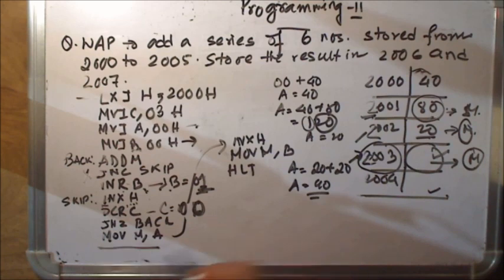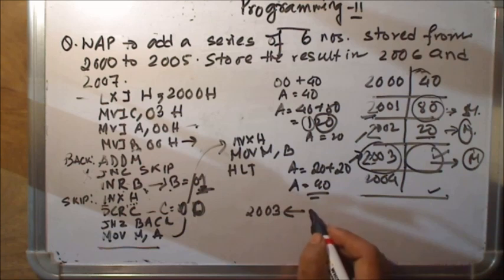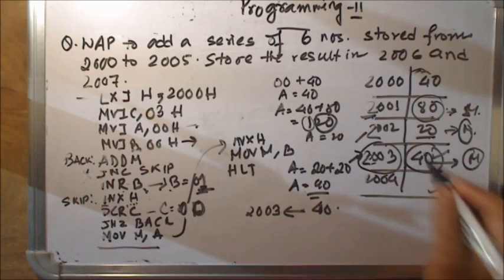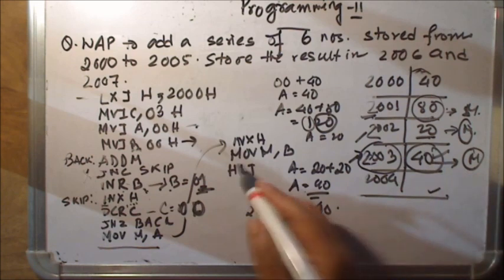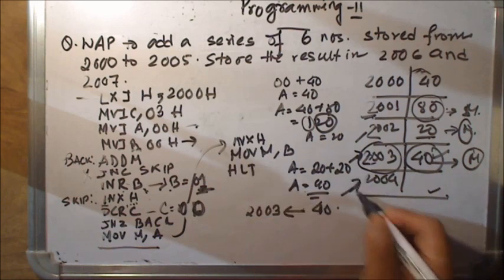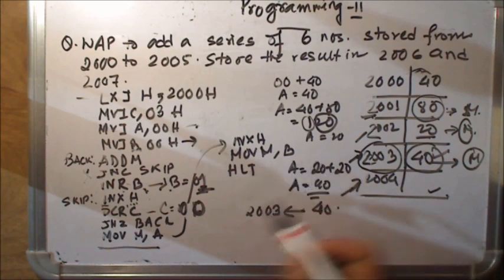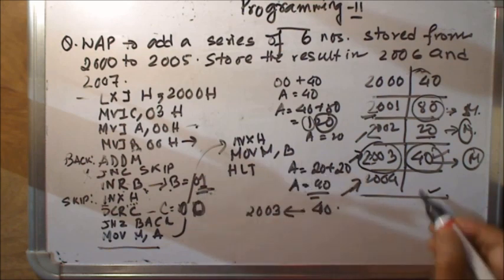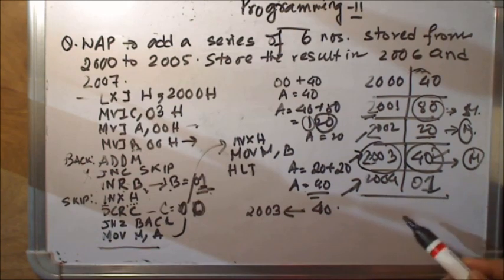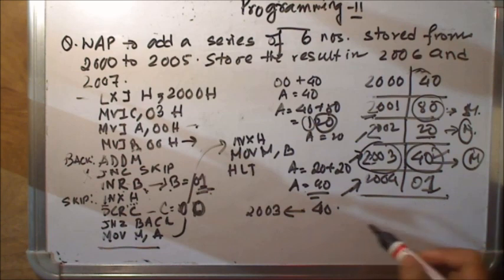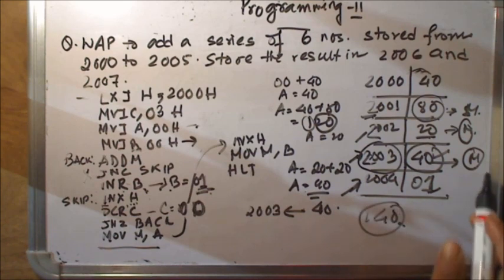Move M comma A. So M is now 2003. So A is 40. So 40 will go to 2003, right? Then INX H will be now 2004. Then move M comma B. What was B? 01. So 01 will be stored in 2004. That is 140. 140 is our answer.